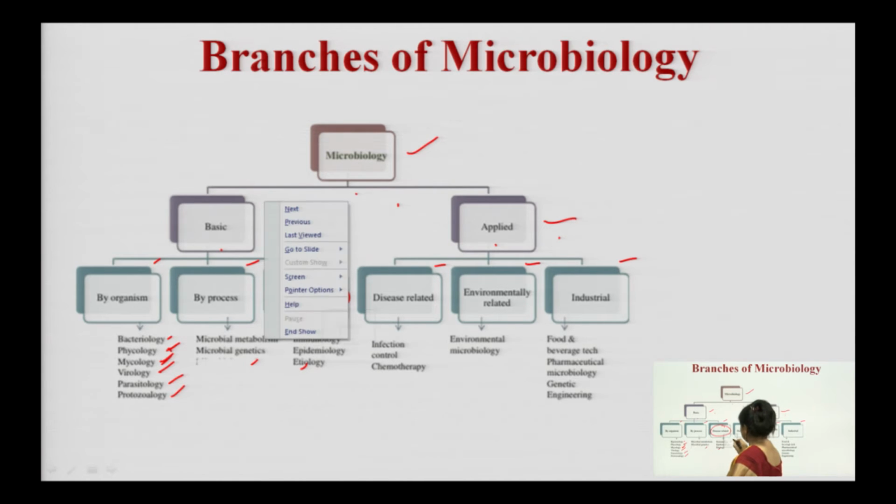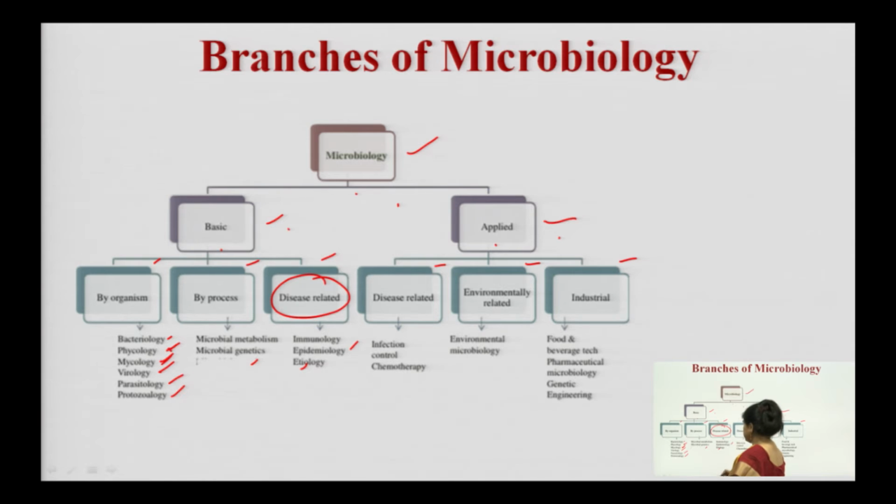Under this, first is immunology, second is epidemiology, and third is etiology. What is the difference between them? In diseases, microbes can be harmful, but they are also beneficial; as we all know, they have benefits too. In immunology, we mainly study the immune system, how our body reacts towards such microorganisms and how our immune system develops. So immunology mainly focuses on the immunity part.